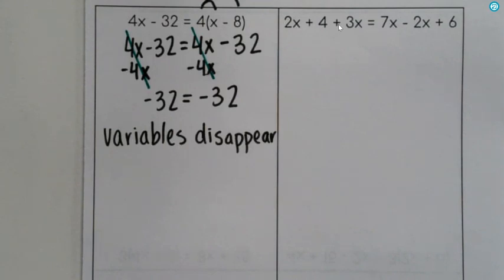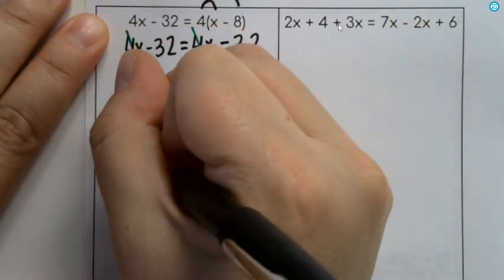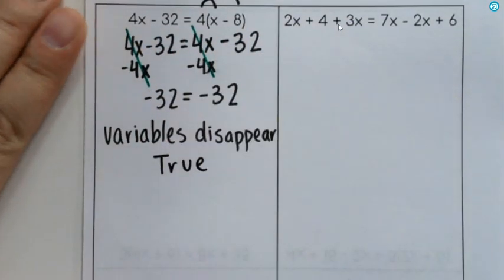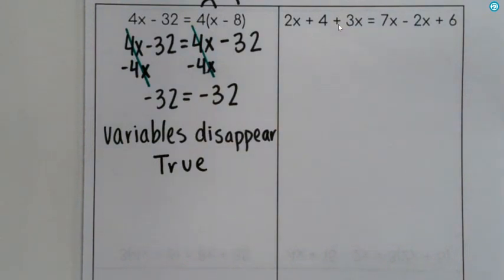If we are left with the same number on both sides, negative 32 is negative 32, we are going to write down that that is true. So write a note to yourself that that is true. Our variables disappeared, and we are left with a true statement. Does anyone remember from pre-algebra or middle school, when your variables disappear and you are left with a true statement, what you write down as your answer? Infinite solutions. Good job. So this problem has infinite solutions.